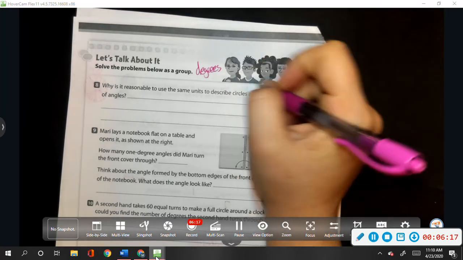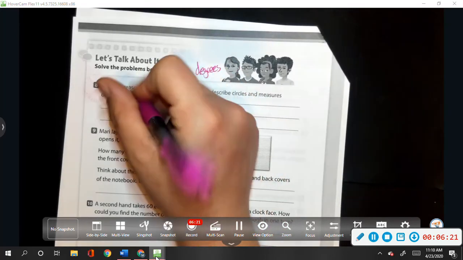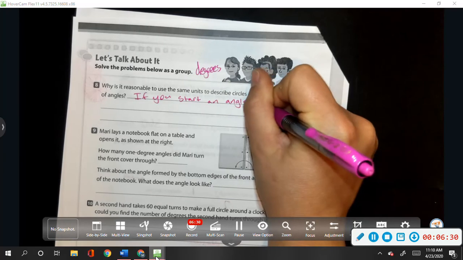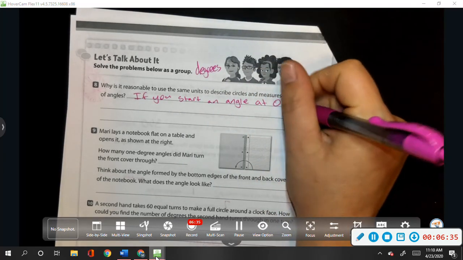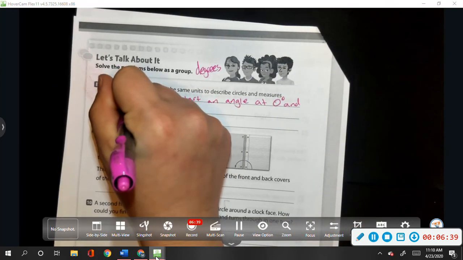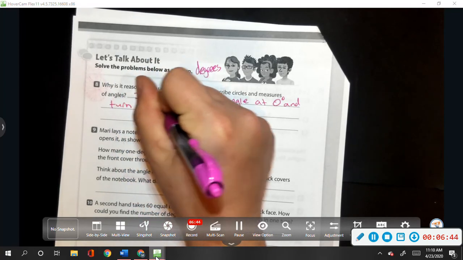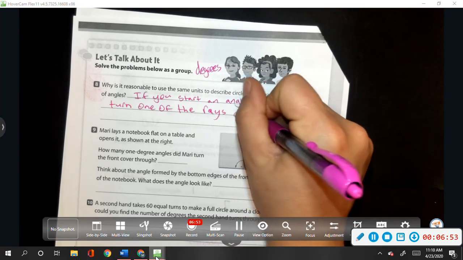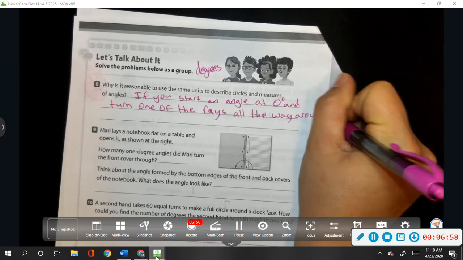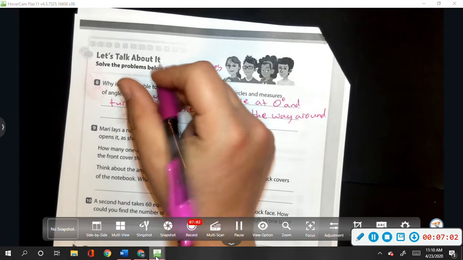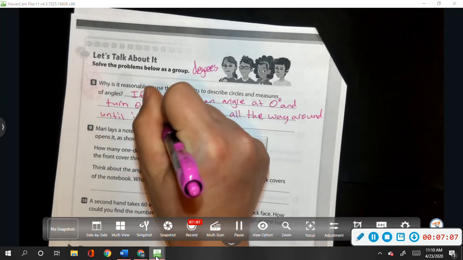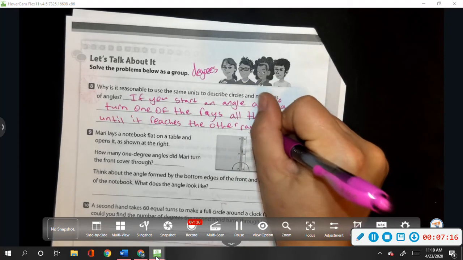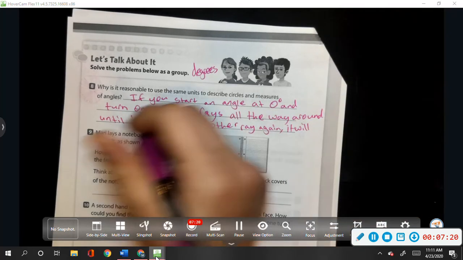Okay? So we're going to use the same unit of measurement, because if you start an angle at 0 degrees and turn one of the rays all the way around, until it reaches the other ray again, it will turn a full circle.